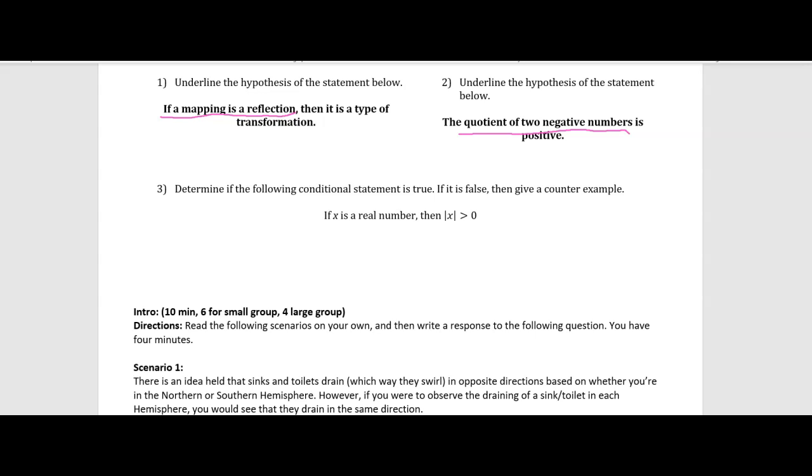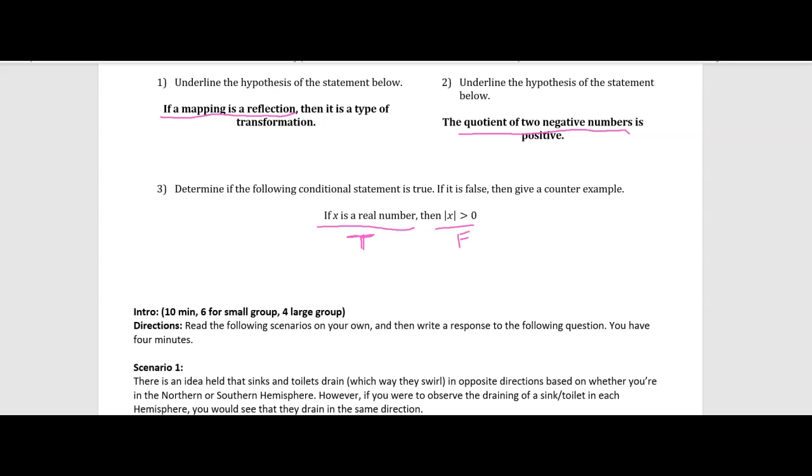All right, for number 3, it says determine if the following conditional statement is true. If it is false, then give a counterexample. So our statement is if x is a real number, then the absolute value of x is greater than 0. If we remember, the only time a conditional statement is false is if our hypothesis is true and our conclusion is false. So if we can find an example where the hypothesis is true and the conclusion is false, then we can say that the entire statement is false.